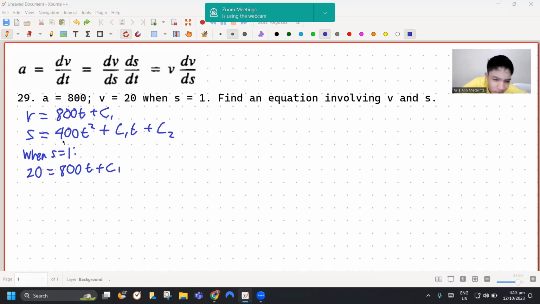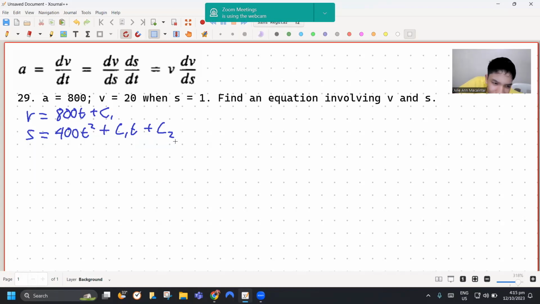Yung a equals dv/dt, actually kaya siya nandyan kasi gagamitin na. Hindi, pakita ko na sa'yo, kasi bago to eh. Kaya share ko lang yung screen ko. So yung technique ganito.